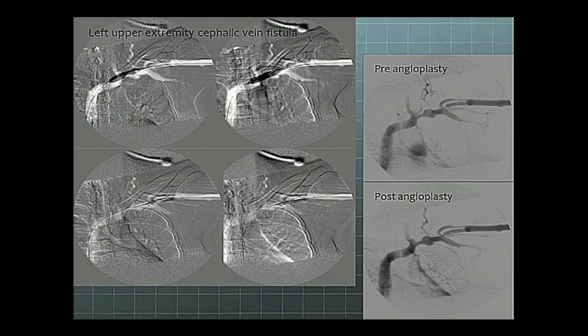When you angioplasty this, here's that valve here, you get an indentation just like the CCSVI patient I showed you. You expand the balloon. Pre-angioplasty, post-angioplasty, you get improvement and a decrease in collateral flow. So not unlike what I just showed you in the CCSVI patient.